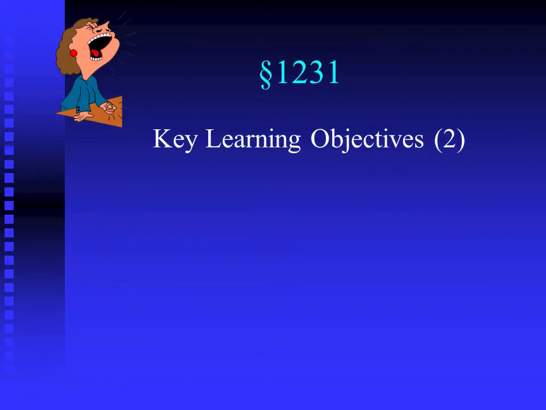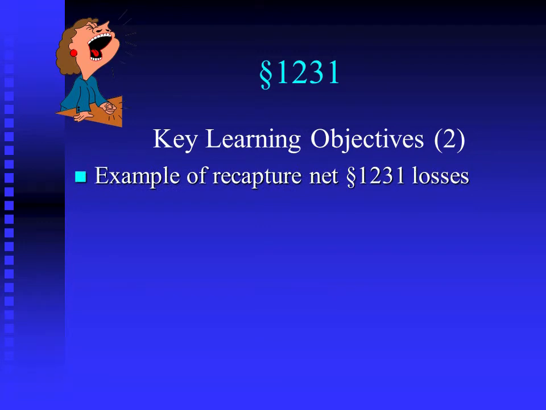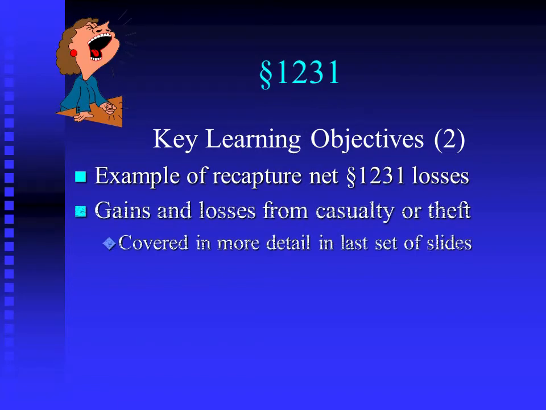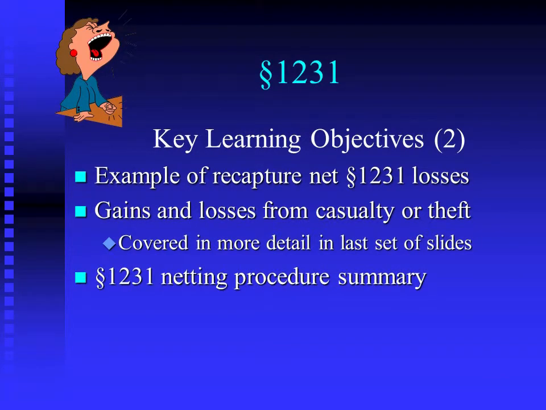Continuing our discussion of 1231, we'll start out with an example of the recapture of net 1231 losses. Remember, this happens when you have a net 1231 gain in a given year. And then I'll briefly talk about gains and losses from casualties or theft. We will cover that in more detail in the last set of slides where we're actually going to cover casualty and theft losses. And then we will look through the full 1231 netting procedure, all the way from recognizing an individual property to netting to determine whether you have a gain or loss.